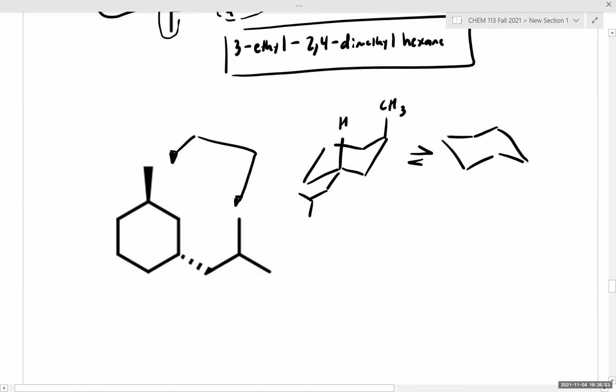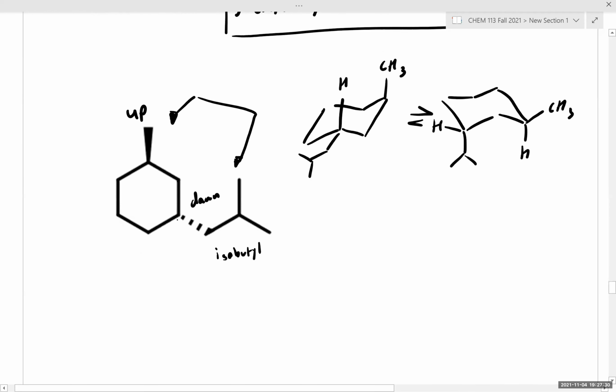And I'm going to draw something out to help you see it. So do we have a cis or trans relationship between substituents? This methyl group is up. This isobutyl group is pointing down. What do we call it when our 2 substituents are on opposite faces of the ring?